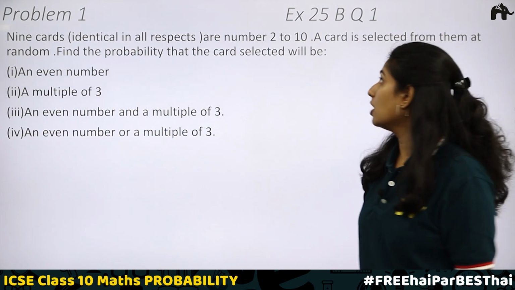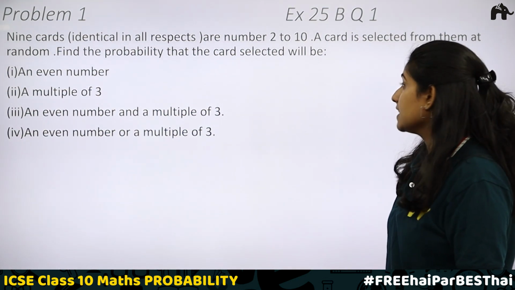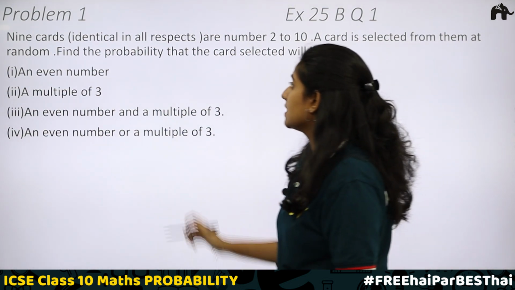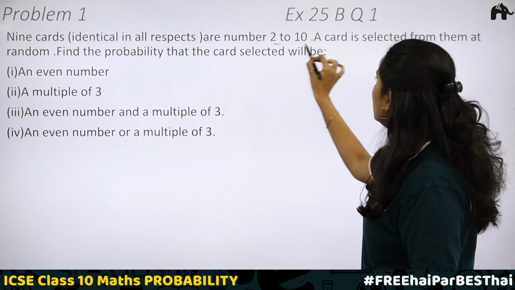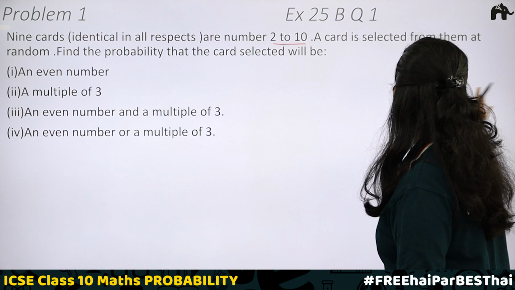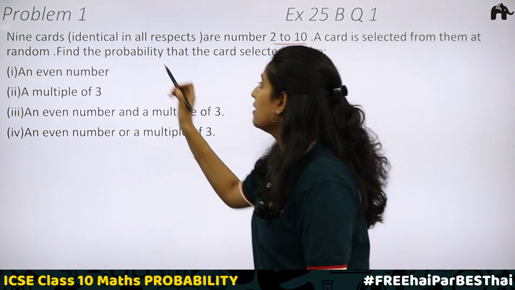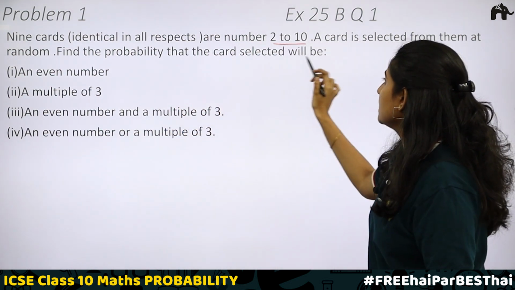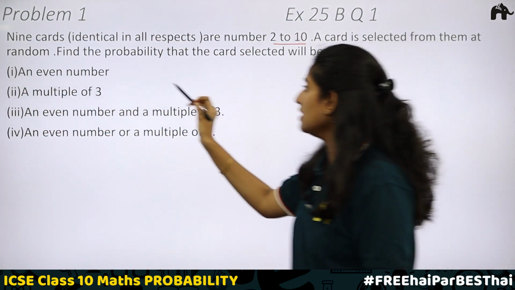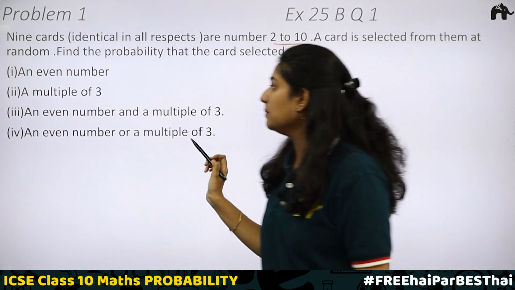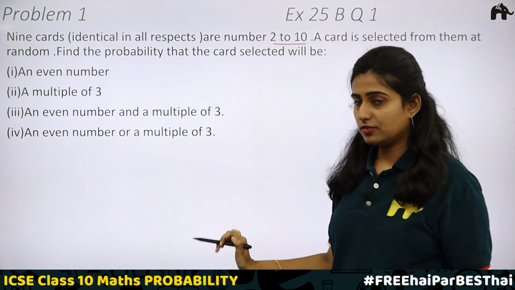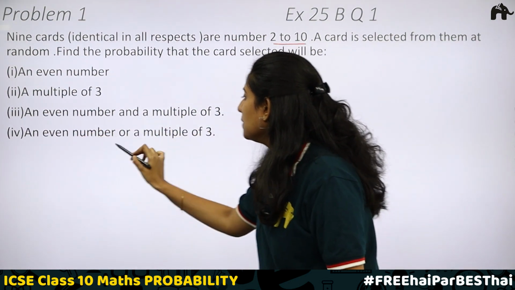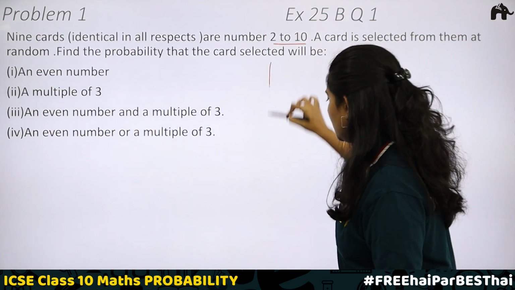Here we have the first problem. Question 1 of exercise 25B. 9 cards identical in all respects are numbered 2 to 10. A card is selected from them at random. Find the probability that the card selected will be: first, an even number; second, a multiple of 3; third, an even number and a multiple of 3; fourth, an even number or a multiple of 3.